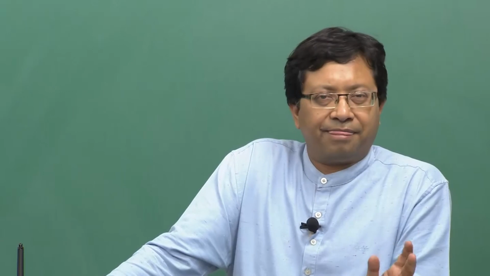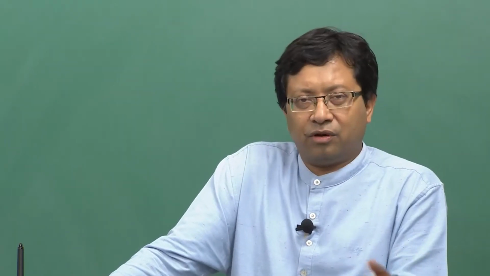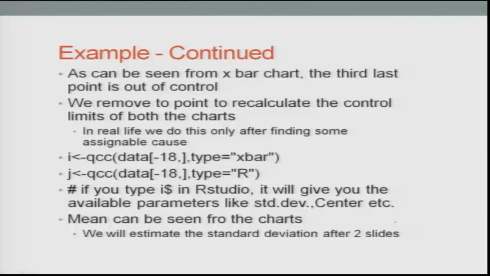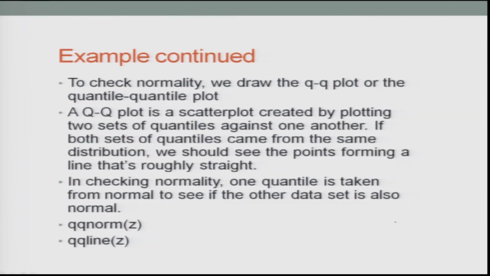So, once you do this, all using the R packages and the values which are given for the readings, you can very easily draw this graph, and do some statistical analysis in order to find out whether they are assignable causes or non-assignable causes based on which the outliers have happened. So, the mean can be seen from the charts. We will estimate the standard deviation after 2 slides.